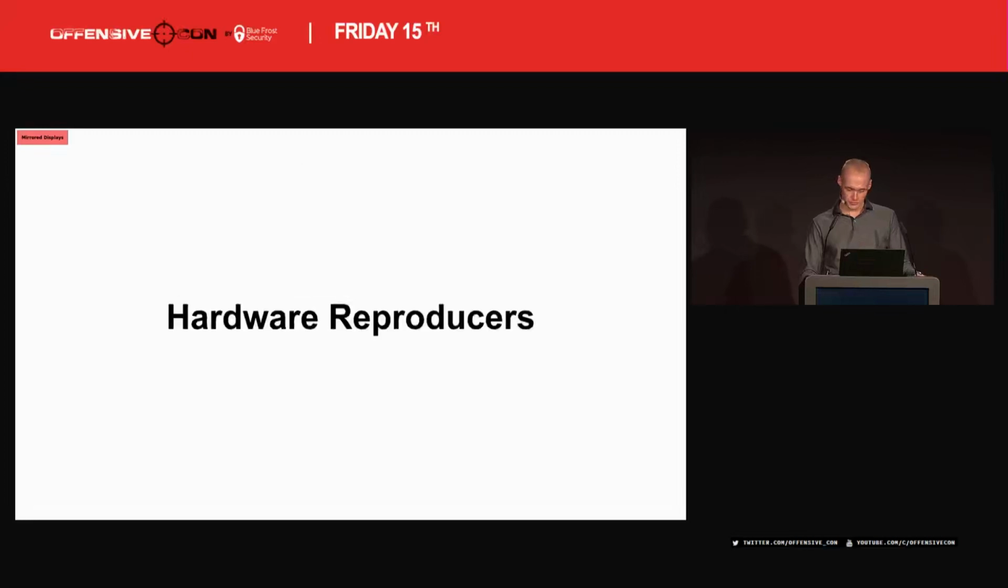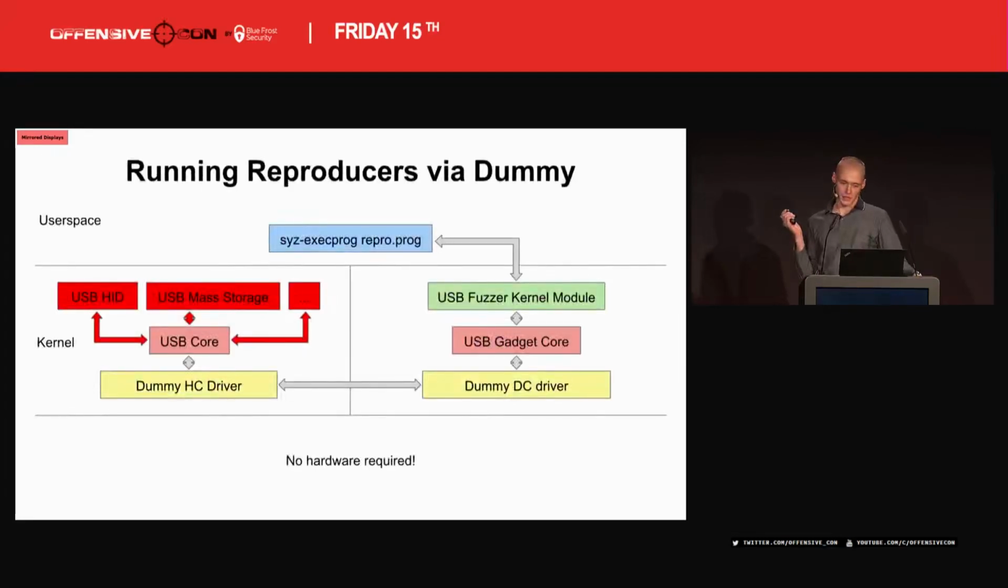OK, this is the cool part, because this is about generating hardware reproducers for the bugs that we found. Let's take a look at what we just did with the dummy interface. This is the demo that I just showed when we ran the reproducer inside the VM. It looks kind of the same. You have sysexecproc, you have the fuzzer module, gadget core, dummy driver, USB core.